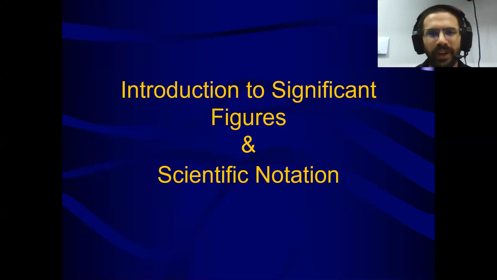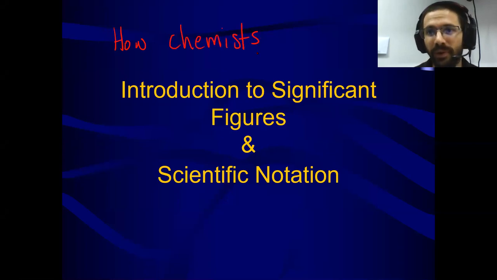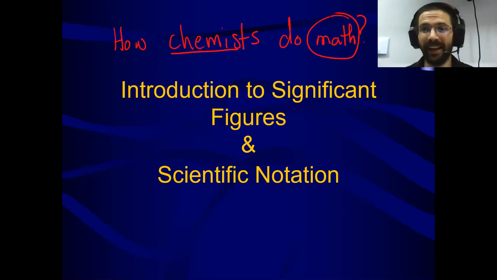In this video, we're going to talk about significant figures and scientific notation. This is how chemists do math. Chemists are people that do chemistry, or scientists that study chemistry. You take a math class and you learn how to do math. In chemistry, we have a way to do math that's a little bit different than your math class.